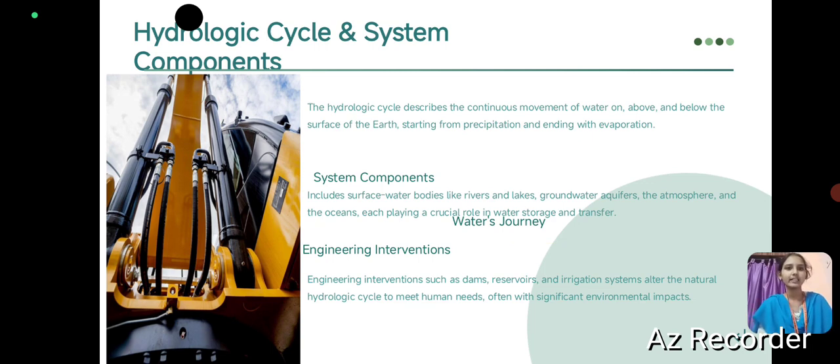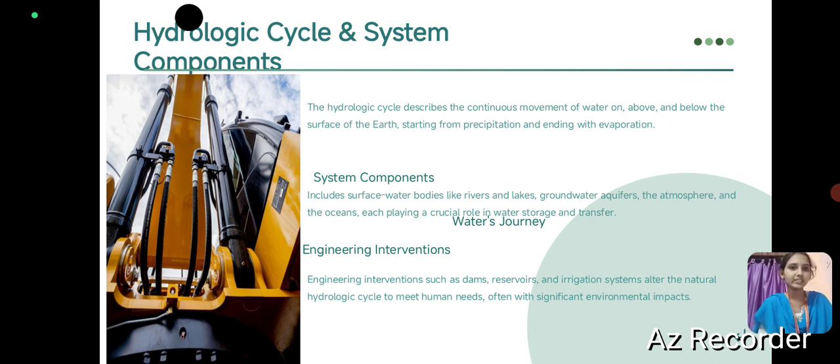Hydrologic cycle and system components. Another very important part is the hydrologic cycle, which is the natural movement of water from rain to oceans and again back into the atmosphere. Engineers sometimes change the cycle by constructing dams, reservoirs, canals, etc.